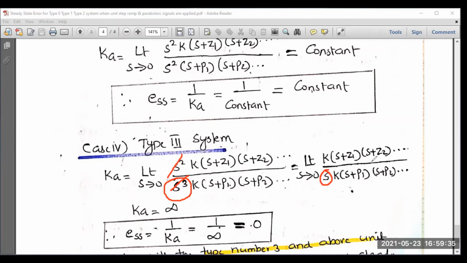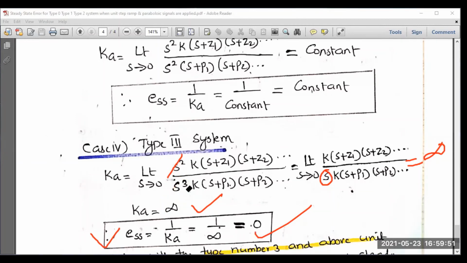Anyway, the numerator will be constant. Constant divided by 0, that is equal to how much? Infinity. Constant divided by 0 is nothing but infinity. So Ka will be infinity. But whenever I am computing the steady state error, that is equal to 1 by Ka. 1 by infinity is nothing but 0.